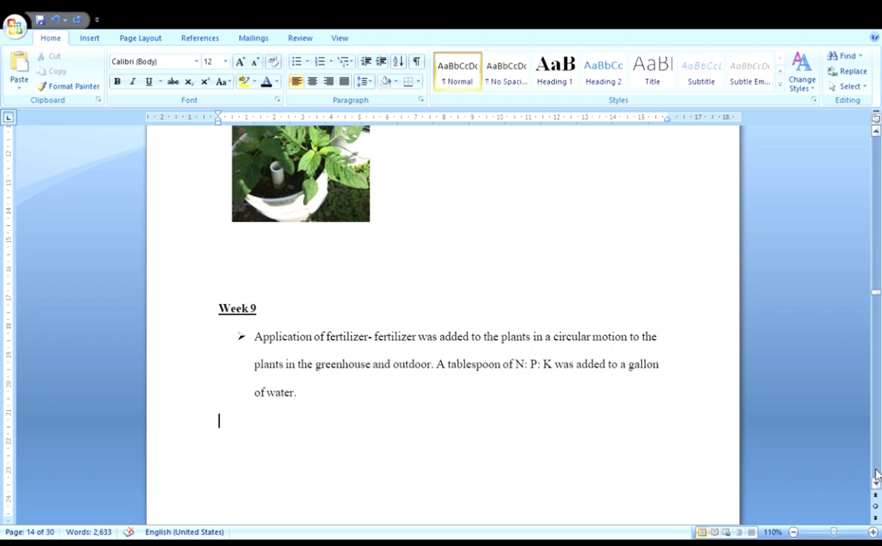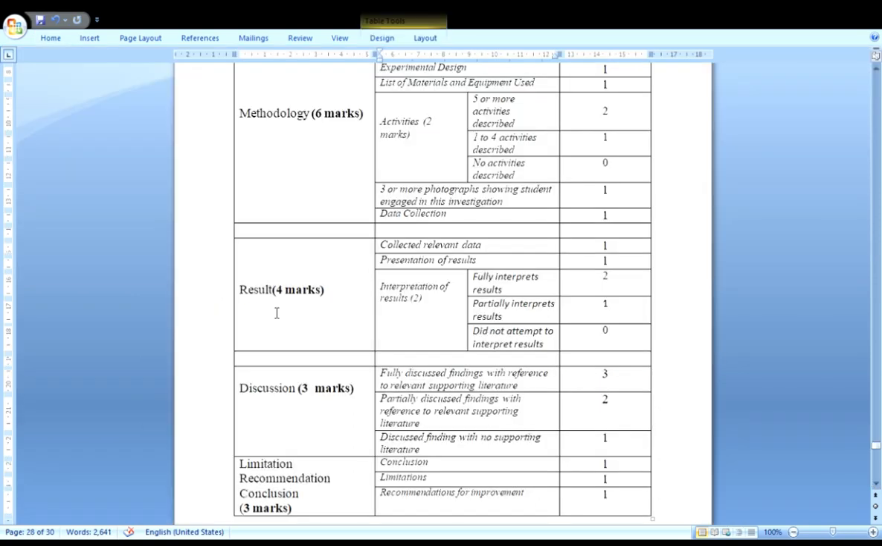So let's go back to the mark scheme to see our next section and the marks that are allocated. As you can see, the results section is worth a total of 4 marks. All the subheadings relating to the results: 1, collected relevant data, is worth 1 mark. As I said, the collected relevant data should be the statements you made in the data collection, and the data you state should match up with the aim of the SBA.